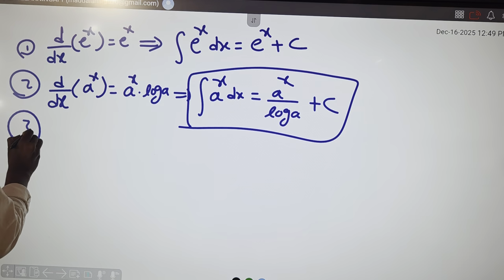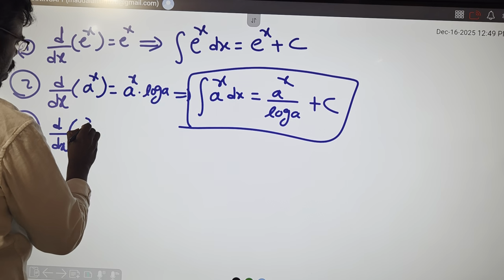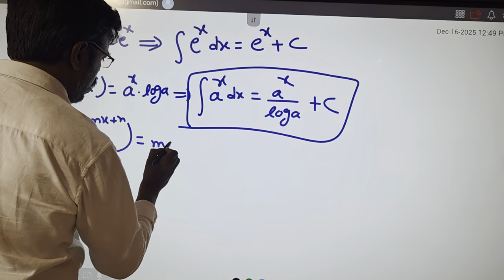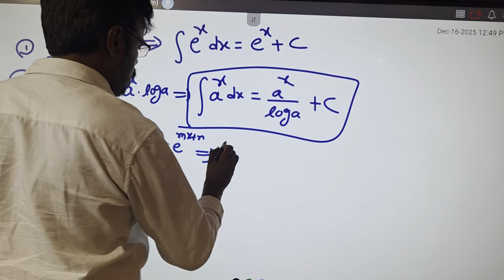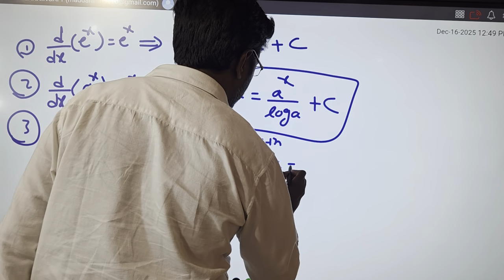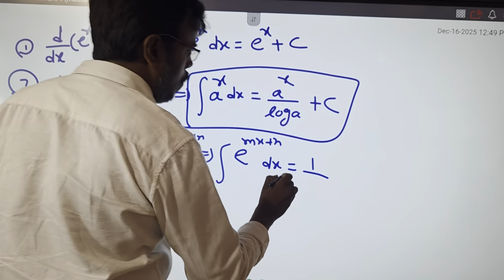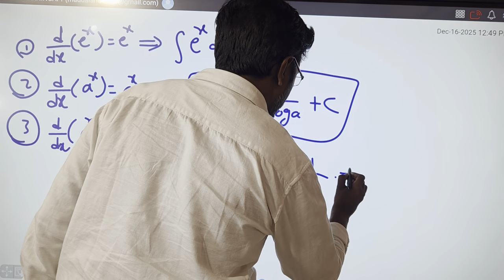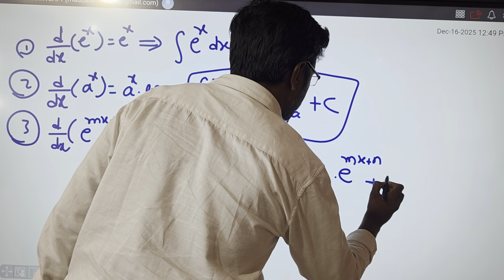From this we can write d by dx of e^(mx+n) is equal to what? m into e^(mx+n). So from this, integral e^(mx+n) dx equal to what? I can write 1 here. m is a multiplying factor, so we write it in the denominator as a dividing factor: 1 by m into e^(mx+n) plus c.